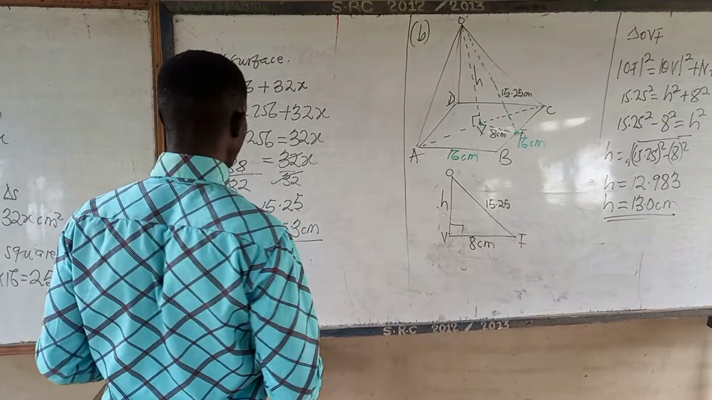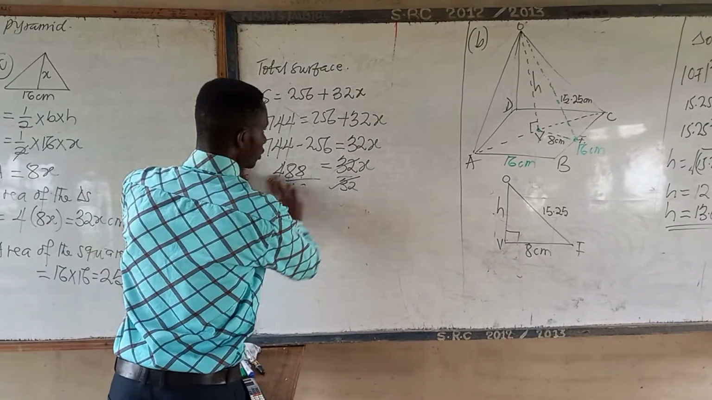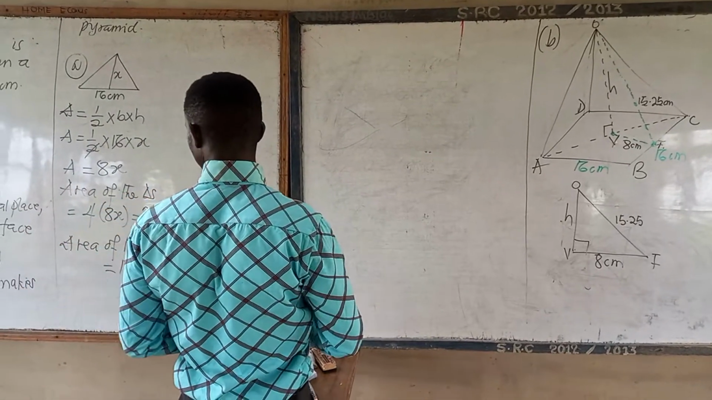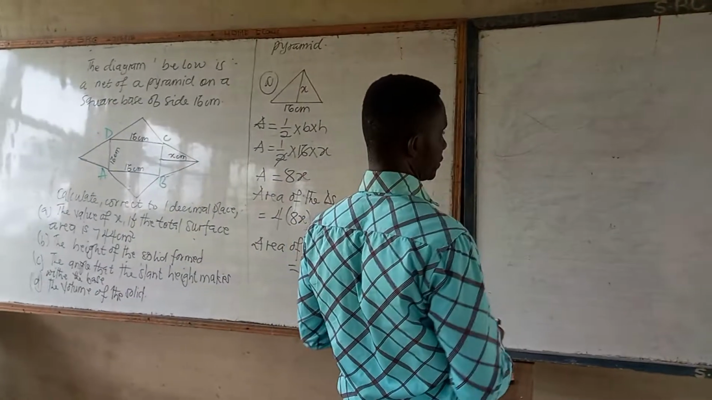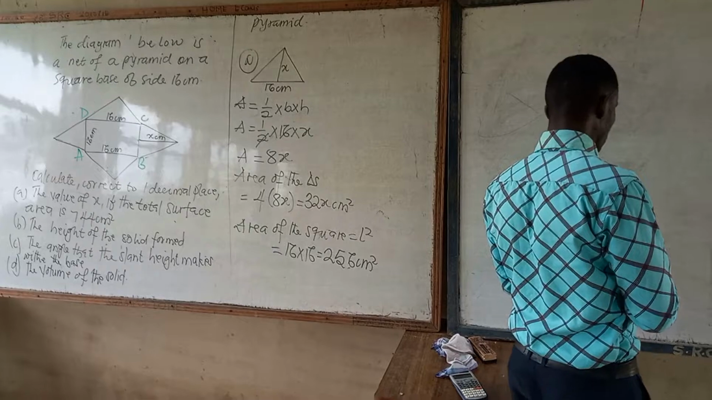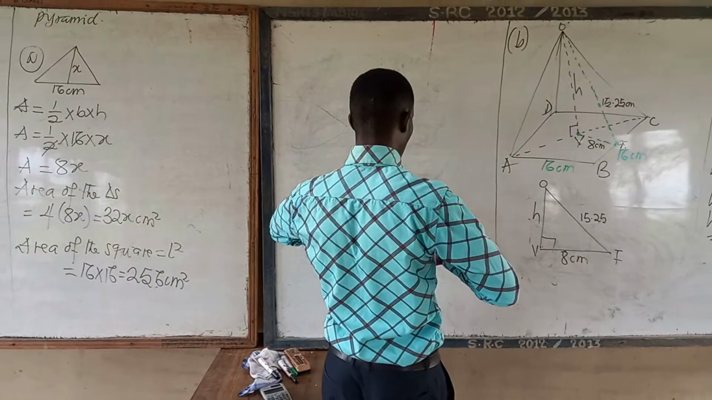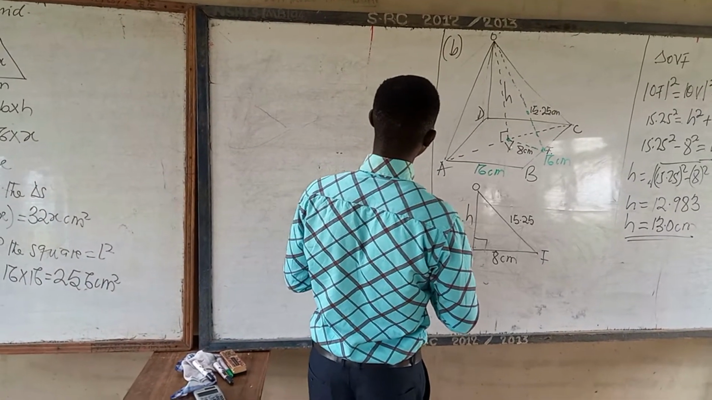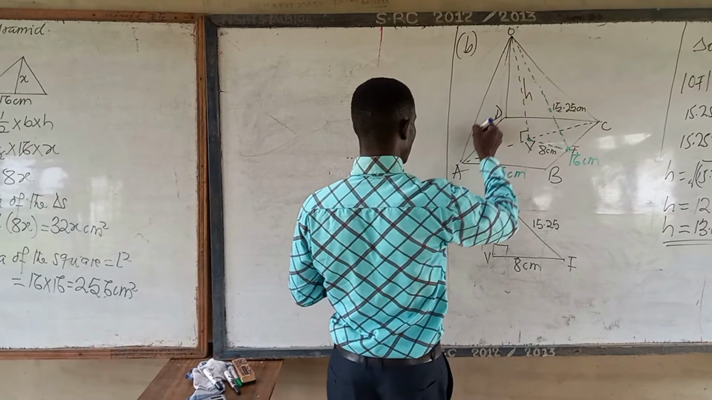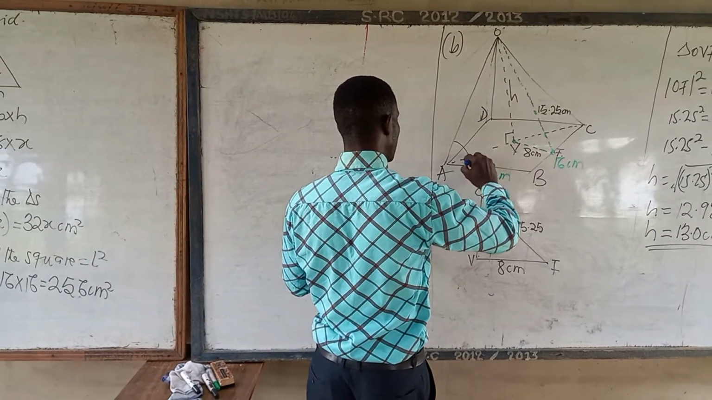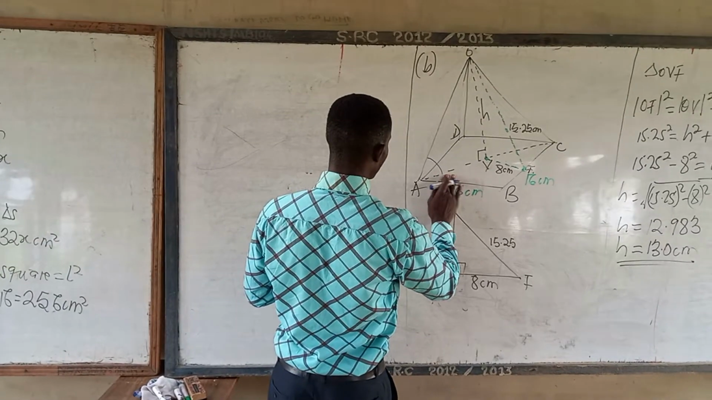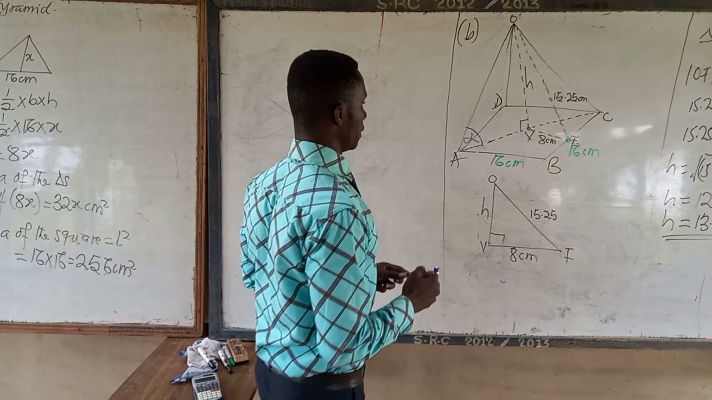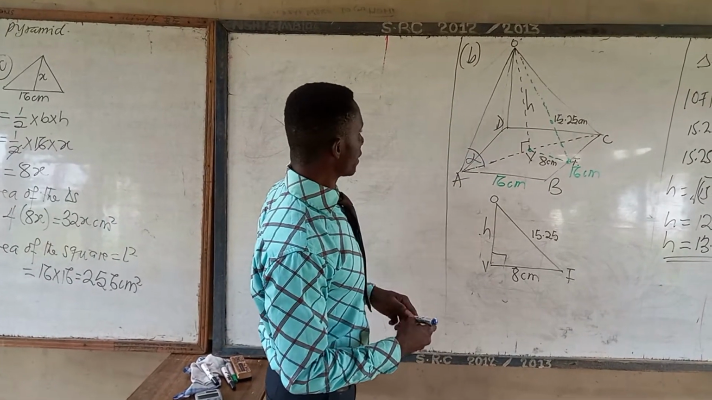Now, let's go to the next question. The next question, I will clean this part. That's question C. Let me calculate question C. The angle the slant height makes with the base. Let me use a different marker for proper indication. The angle the slant height makes with the base. This should be the base. It should be this angle, which I can name alpha. That's what I'm to calculate.